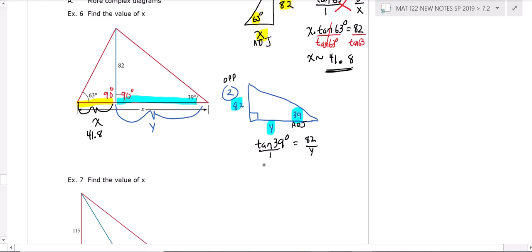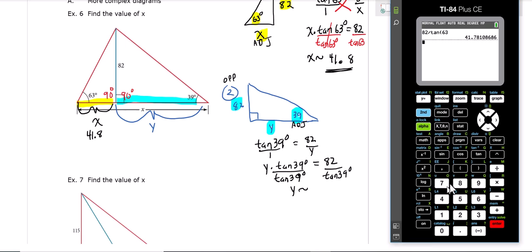Solve it exactly the same way. Cross multiply. You would have y times tangent of 39 is equal to 82 times 1, or 82. Then take your calculator. We're going to divide both sides by tangent of 39 degrees. And then that should give me approximately what y is. So I'll take my calculator and do the same thing here. So 82 divided by tangent of 39, and I'll round that to one decimal, so let's take that as 101.3.